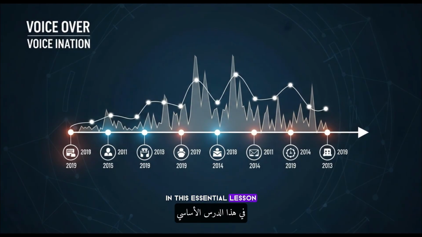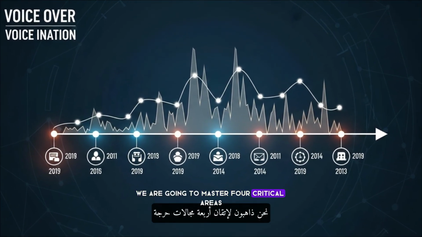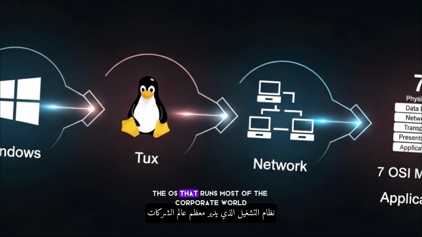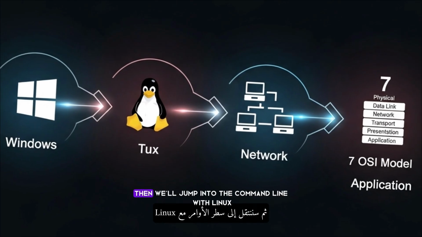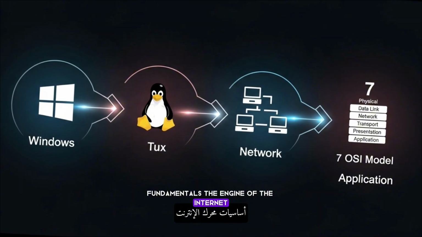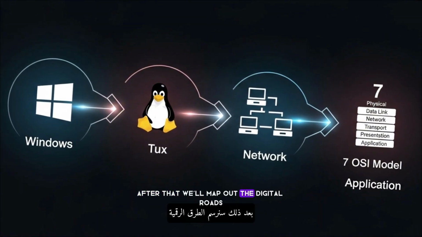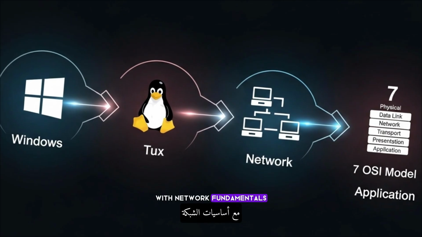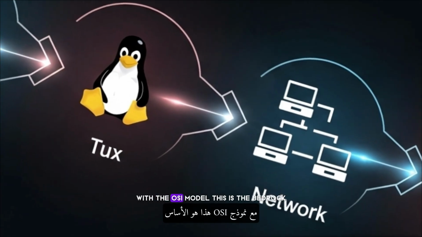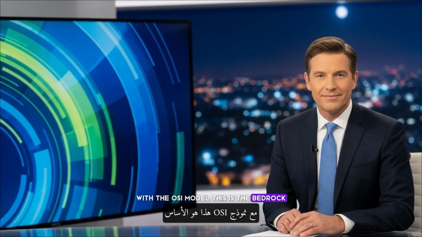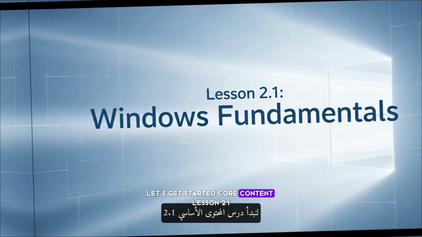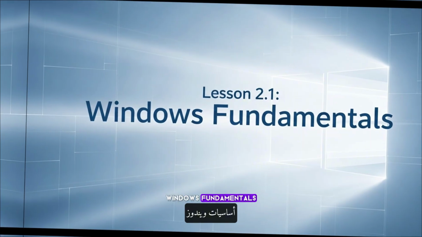In this essential lesson, we're going to master 4 critical areas. First, we'll explore Windows fundamentals, the OS that runs most of the corporate world. Then, we'll jump into the command line with Linux fundamentals, the engine of the internet. After that, we'll map out the digital roads with network fundamentals. And finally, we'll decode the universal language of data transfer with the OSI model. This is the bedrock on which all security skills are built. Let's get started. Core Content, Lesson 2.1, Windows Fundamentals.